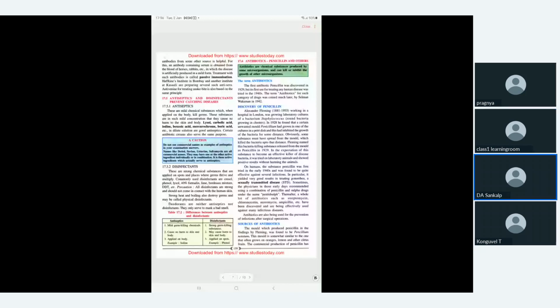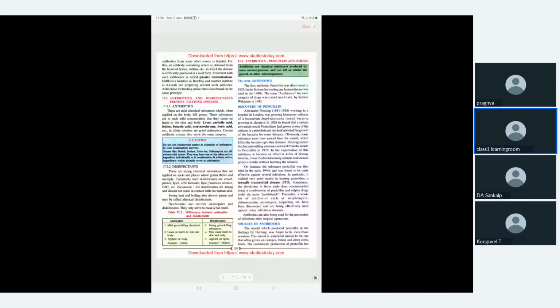What disinfectant did you use? Look at the examples given: cresol, phenol, Lysol, 40% formalin, lime, Bordeaux mixture, DDT, etc. They are the disinfectants which are used. Okay, fine.